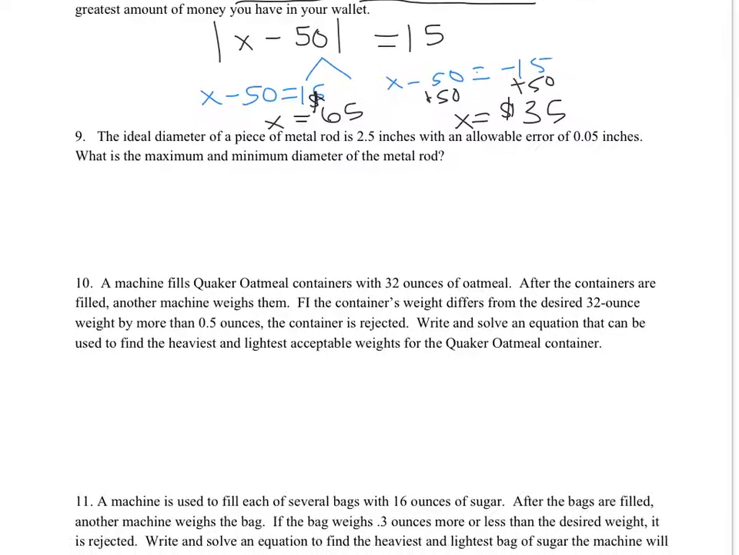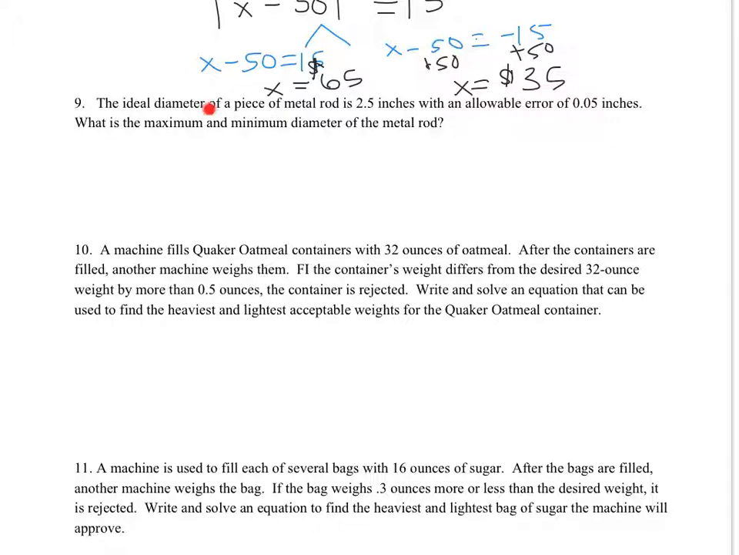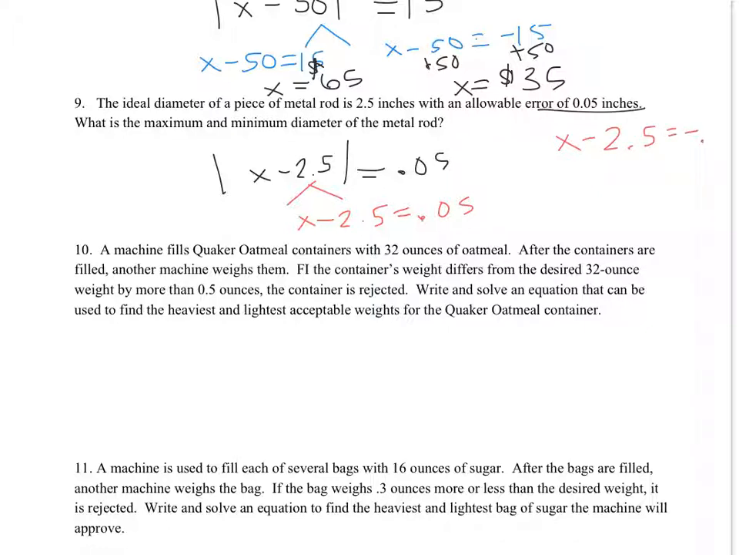Okay, number 9. So they're all kind of set up similarly. The ideal diameter of a piece of metal rod is 2.5 inches with an allowable error of 0.05 inches. What's the maximum and minimum diameter of the metal rod? So my tolerance is 0.05. And I'm going to do x minus 2.5 because 2.5 is the one that I want. So I can write two equations for this. I can write x minus 2.5 equals 0.05, and x minus 2.5 equals negative 0.05.